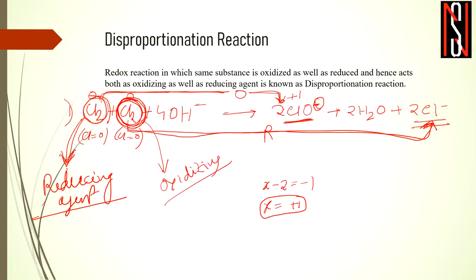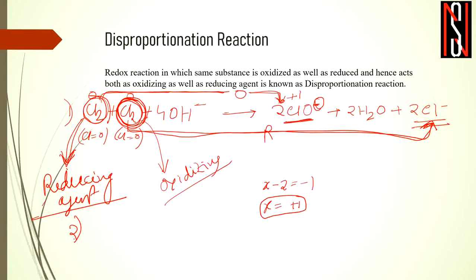So this is basically an example of a disproportionation reaction, where the Cl2 itself behaves as an oxidizing agent as well as a reducing agent in the same reaction. It is the same substance, that is the Cl2 itself, that is oxidized as well as reduced in the same reaction. Okay, so this is basically one example of a disproportionation reaction.